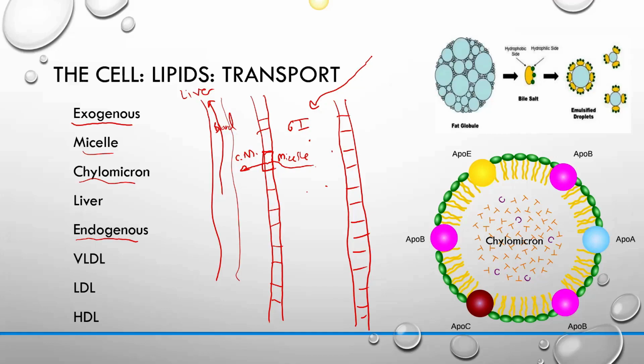But the way that we transport triglycerides away from the liver is by using VLDLs. So VLDL stands for very low density lipoprotein, and these primarily transport triglycerides.